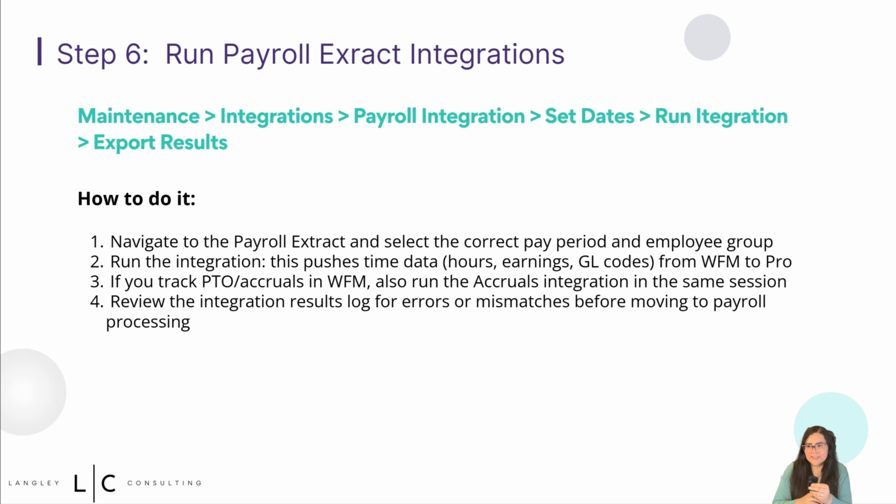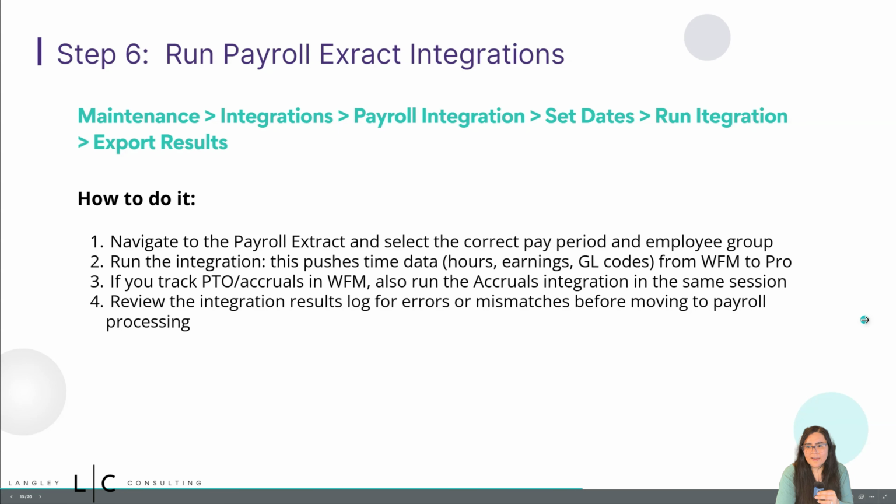And step 6, under Menu, Main Menu, Integrations, Payroll Extract, Patty selects the correct pay period and employee group, then runs the integration. This pushes all the hours, earnings, and GL codes from WFM over to Pro. If her company tracks PTO or accruals in WFM, she also runs the accruals integration in the same session. Then she checks the results log for errors before moving on.